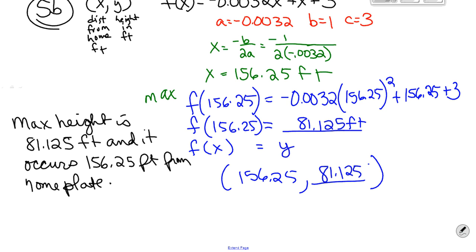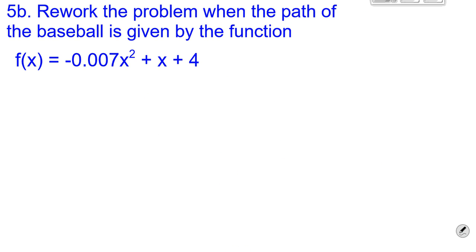And so that wraps up that problem, and being able to try that as you go. The last one here is 5b, to rework the problem when the path of the baseball is given by this function, f of x equals negative 0.007x squared plus x plus 4. I'll leave that for you, and on the slides I'll put the answer so you can check it on the PDF of this lesson.